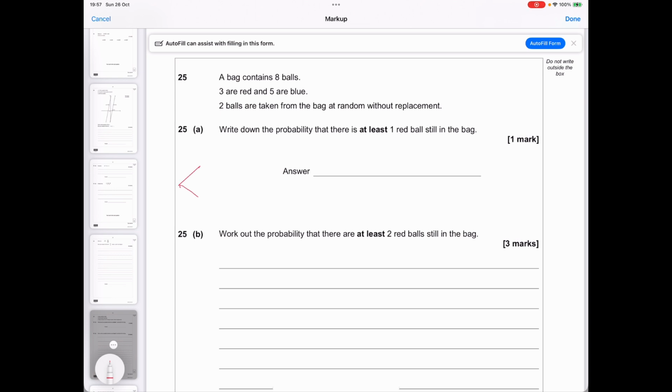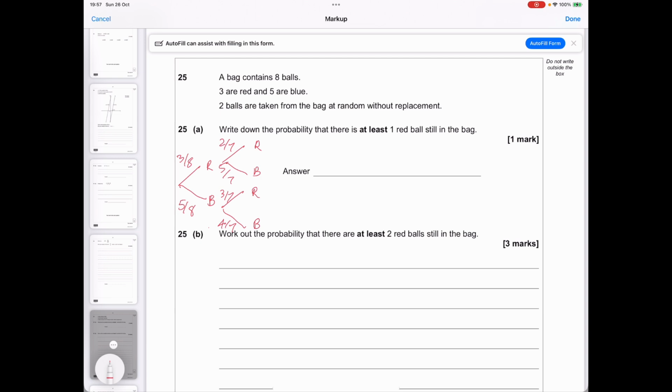So what's different about this is normally when you have questions like this, they're asked based on what's taken out of the bag rather than what's left in. So I'm just going to do a red ball, blue ball tree. So we've got 3 out of 8 in the first one for red and 5 out of 8 for blue. Then if a red one's come out, it's 2 out of 7 because you've lost one of those, and there would still be 5 out of 7. And then if a blue one's come out, there's still 3 out of 7 and 4 out of 7.